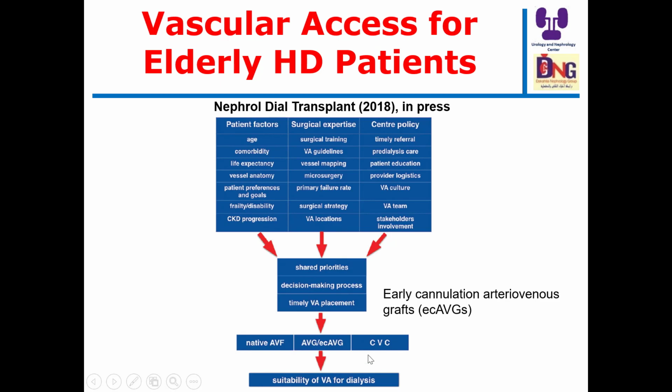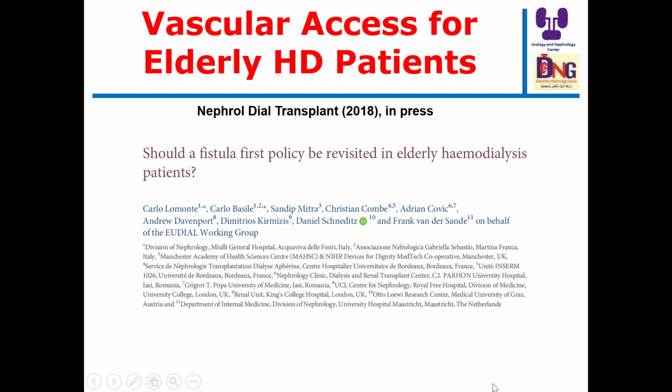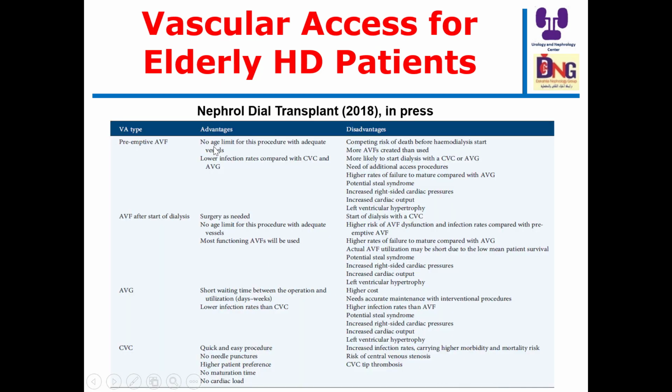And the message is, if a fistula can be done for any patient, even if he or she is elderly, we proceed with a fistula. So there is no age limit for this procedure with adequate vessels. And adequate vessels are of paramount importance, because one of the important barriers in fistula creation is lack of maturity, especially in elderly patients. And this table summarizes the different access types, advantages, and disadvantages.